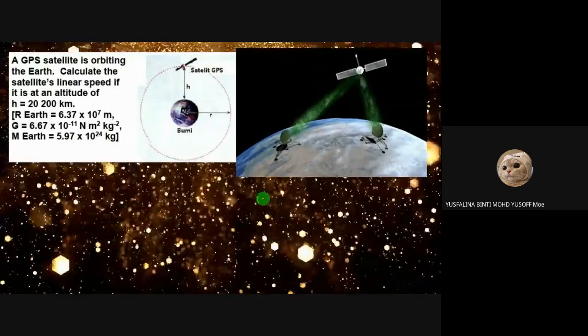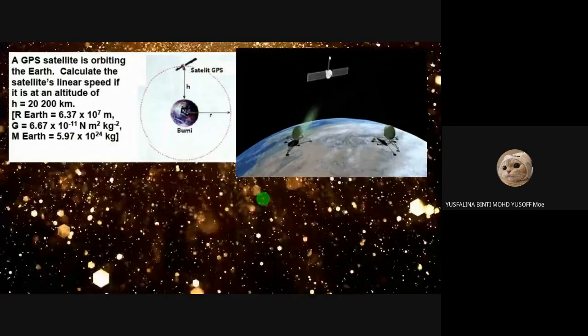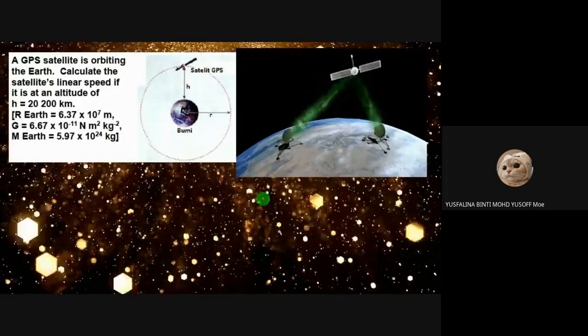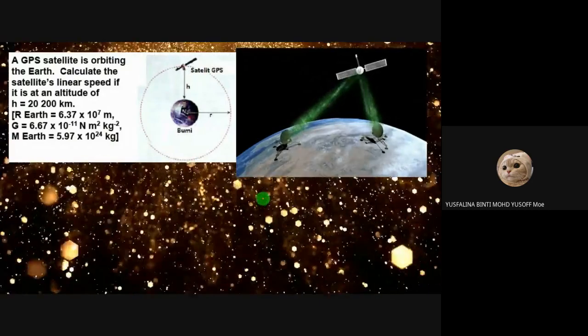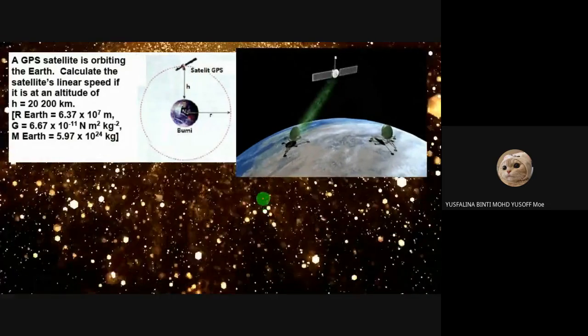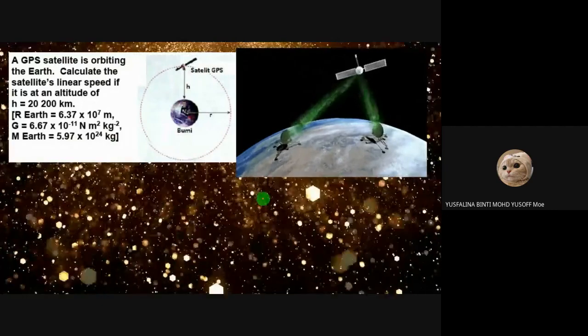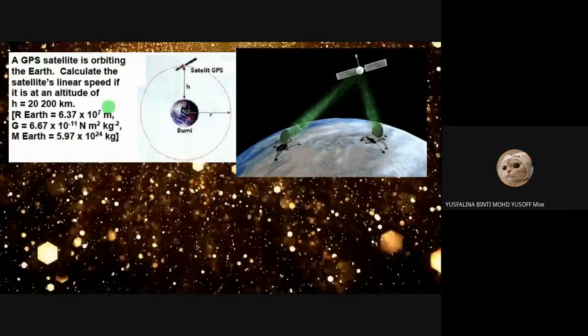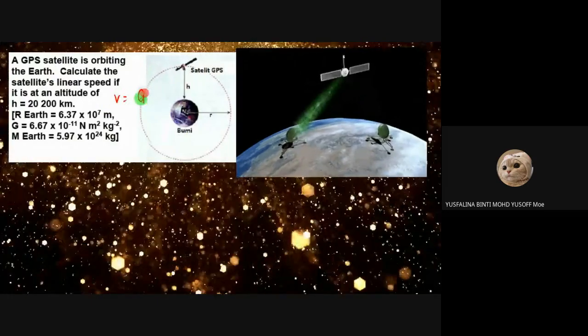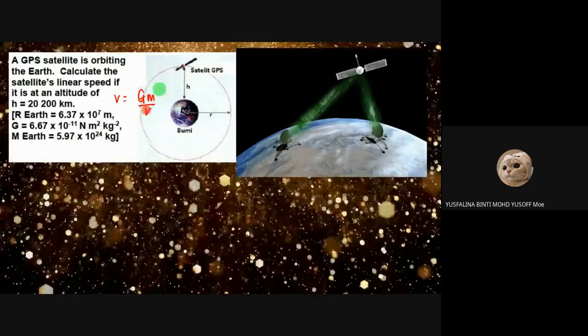Okay, for this one, a GPS satellite is orbiting the Earth. So calculate the satellite's linear speed if it is at an altitude of h equals 20,200 kilometers. So if you want to calculate the satellite linear speed, you need to use this formula. Okay, so can you please try to calculate?